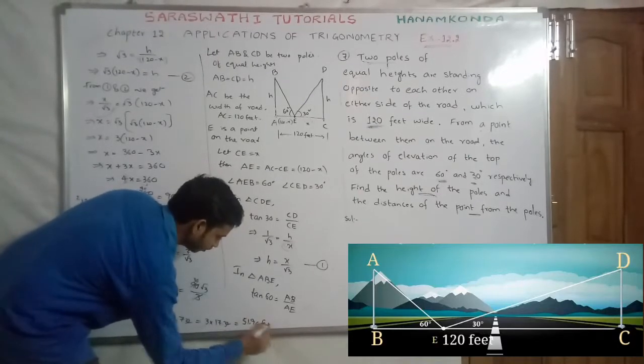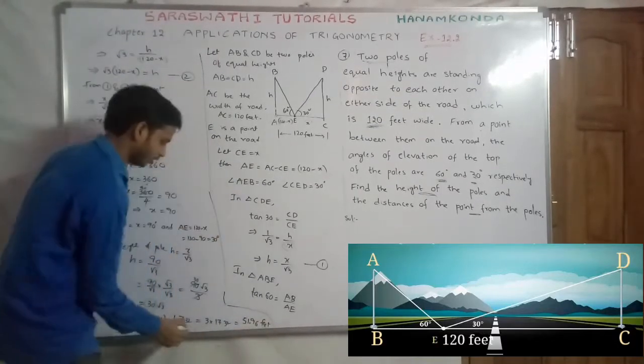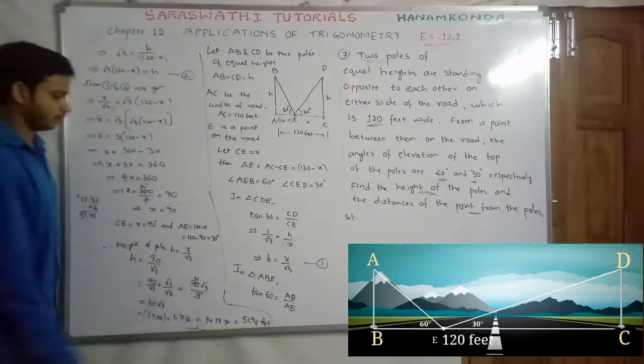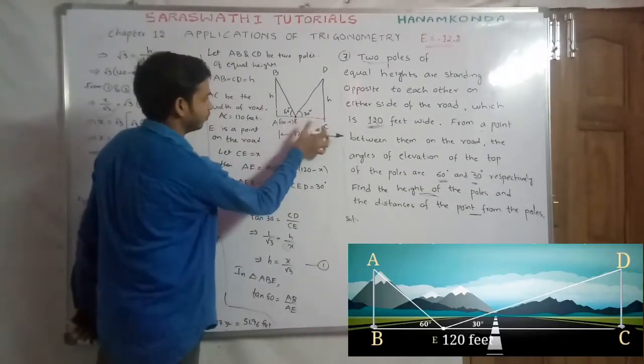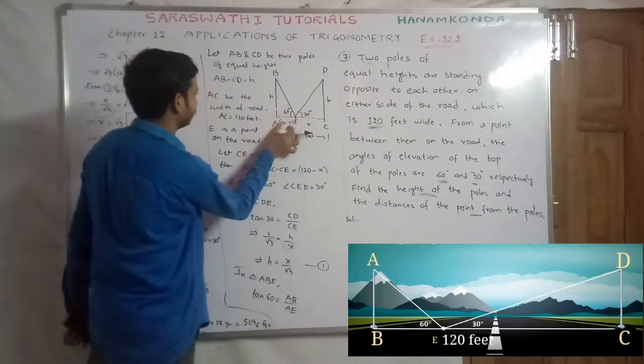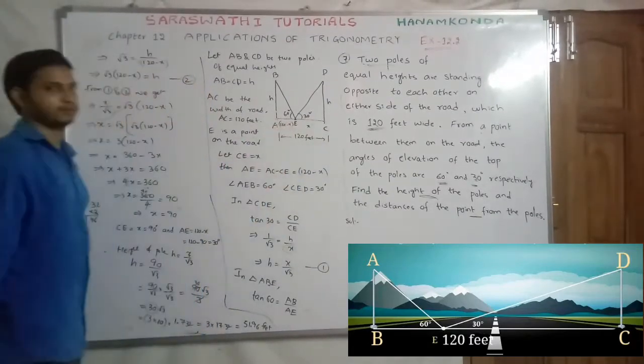51.96 feet. So therefore the height of the pole is 51.96 feet, and the point E is at a distance of 90 feet from the point C and at a distance of 30 feet from the point A. So this is the answer.